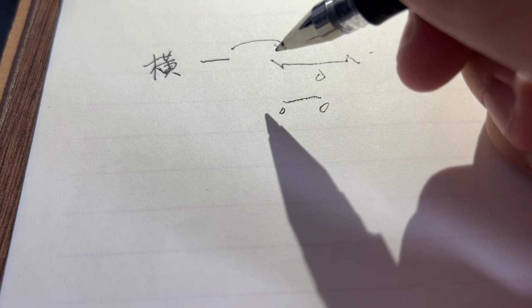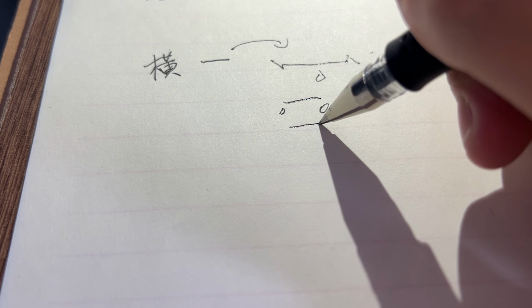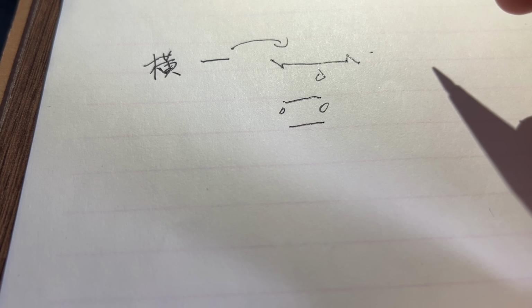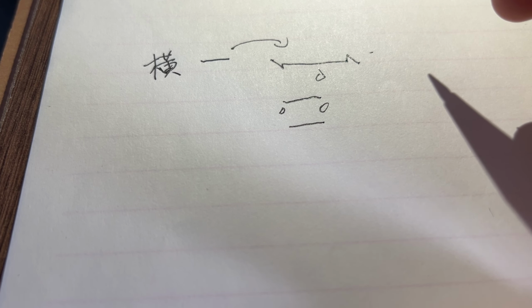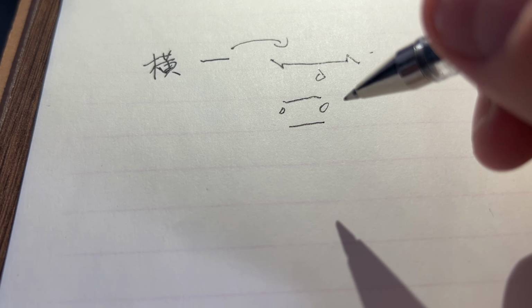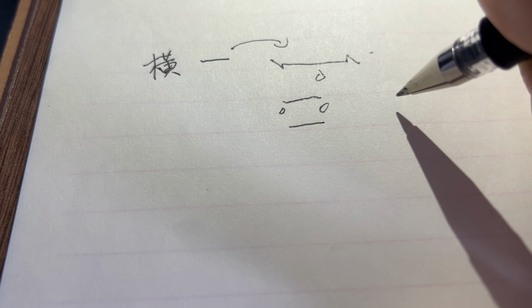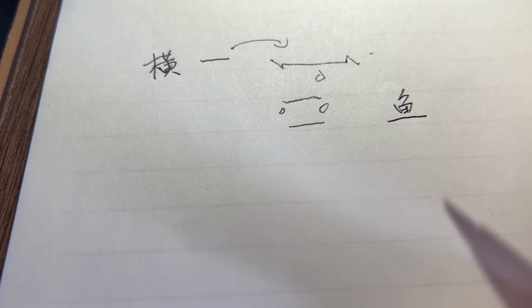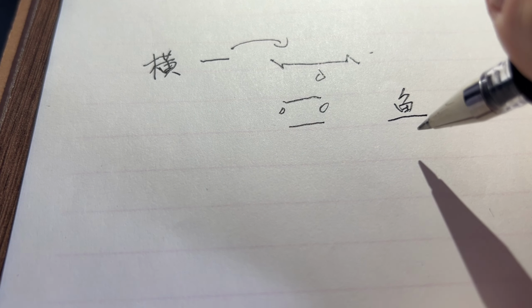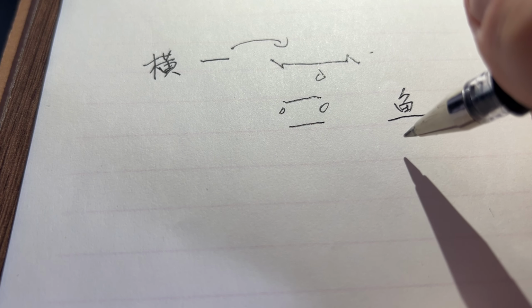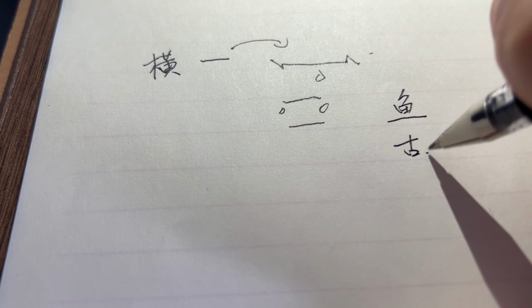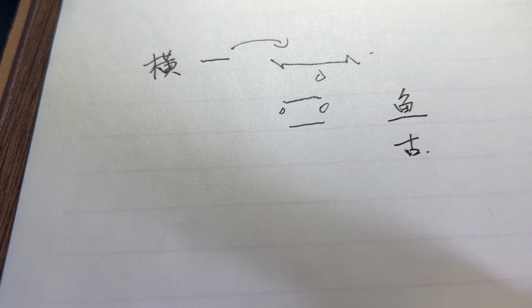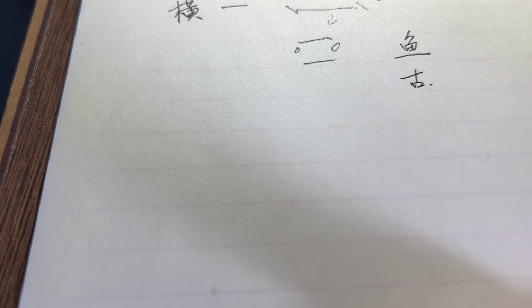If this is too complicated for you, you can just look at examples of these strokes. We have fish or old. So there is the horizontal, and there will be a vertical one.